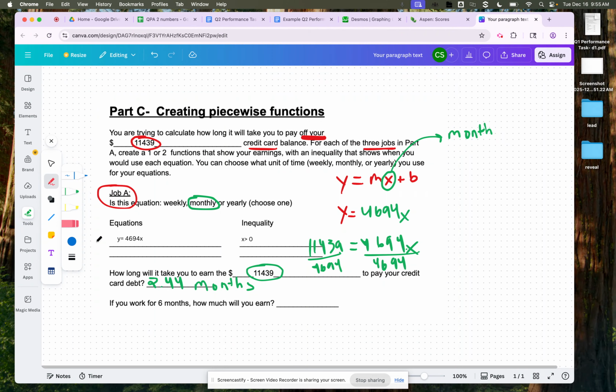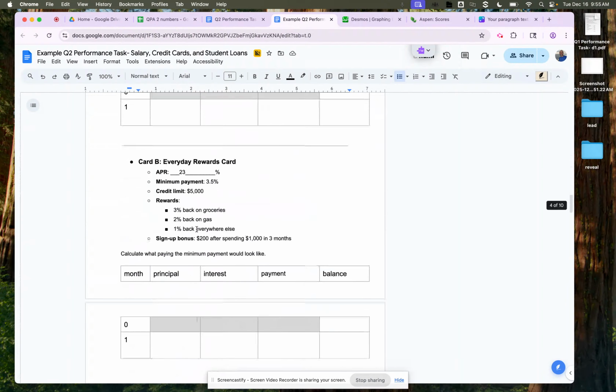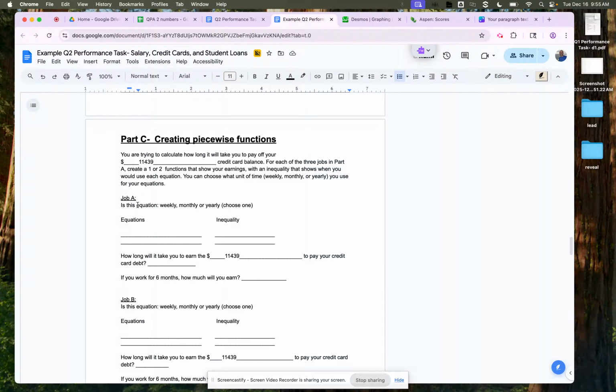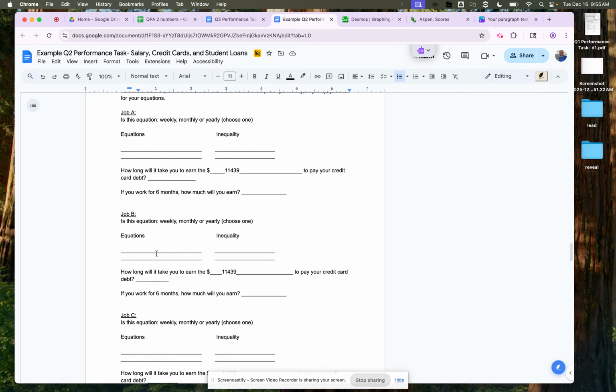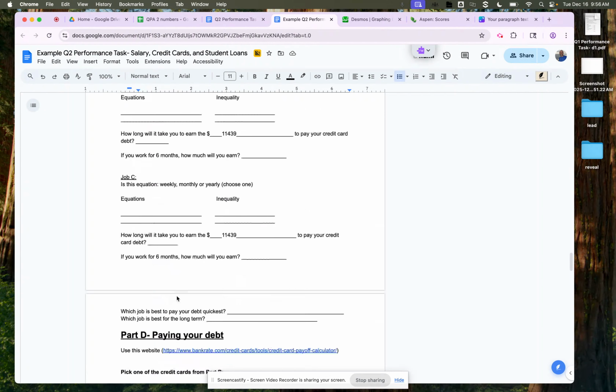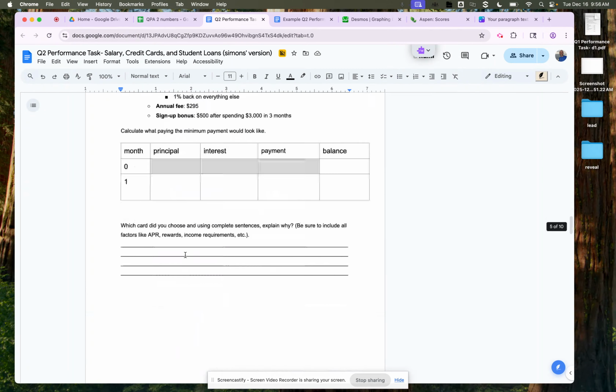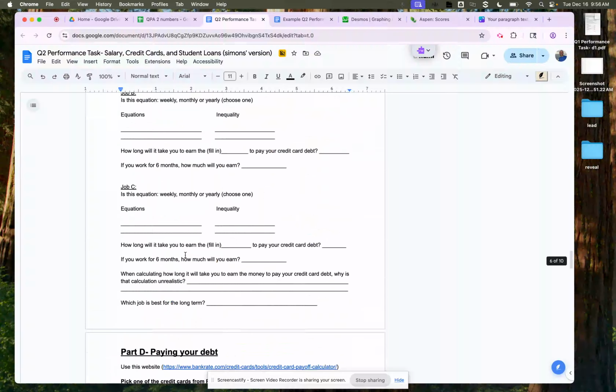And so for this part, if I want to do it for 6 months, I'm going to take my original equation. So y equals 4,694x. And for x, I'm going to put in 6 months. And you're going to see how much you're going to earn. And that should tell you how much you're going to earn in 6 months. And so I just did job A. You're going to do the same thing for job B, the same thing for job C, and then there are 2 questions at the end that you are going to think about.